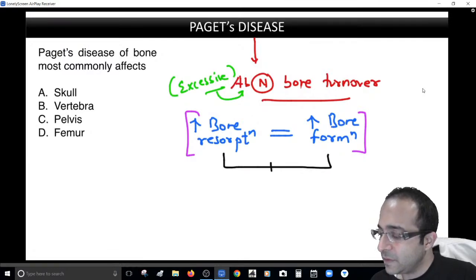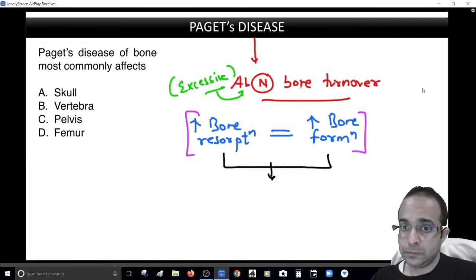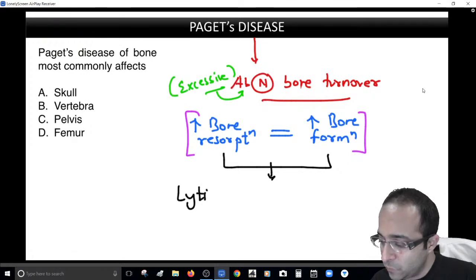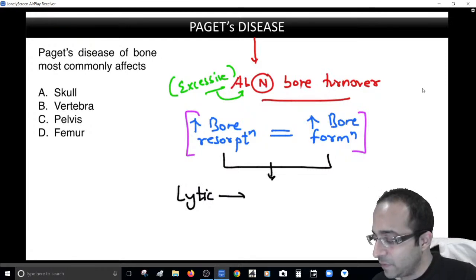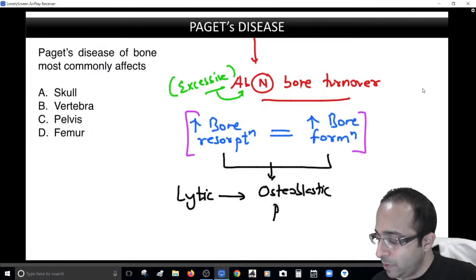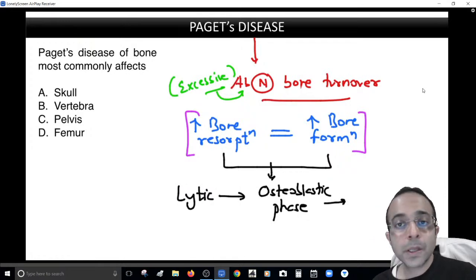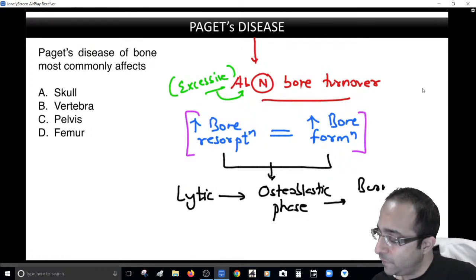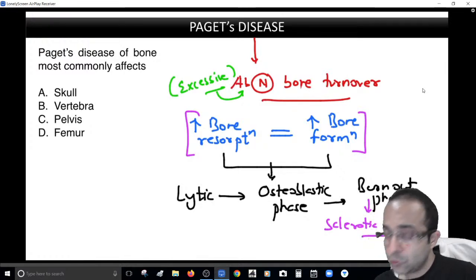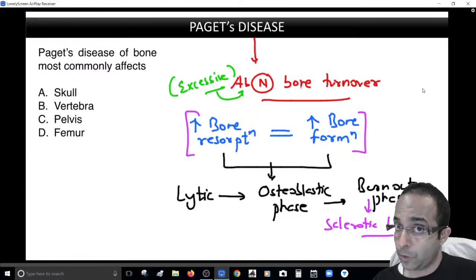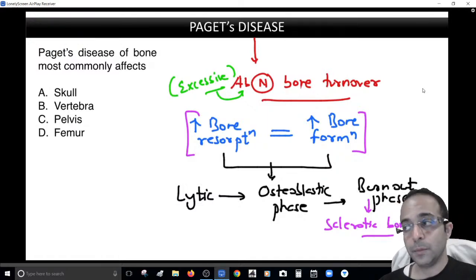Hence, this disease tends to go through phases. So there will be a lytic phase. Bones will be becoming lytic initially because of increased resorption, and then the blastic changes come up because bone formation is stepped up. So in comes the osteoblastic phase, and then the final phase is called the burnt out phase. And in this particular phase, burnt out phase, you can have sclerotic bones. So even Paget's has some link to the sclerotic bone disorders. At least the burnt out phase can be whitish.